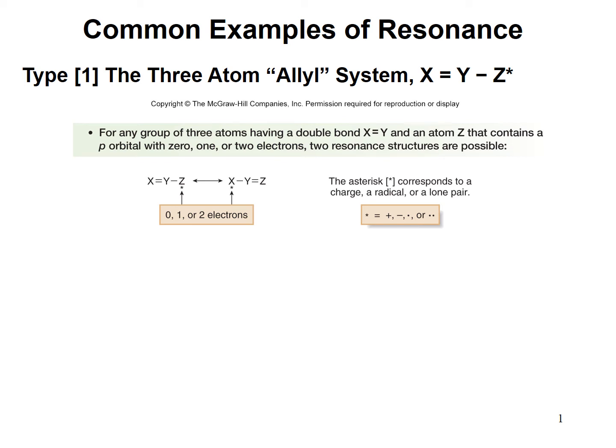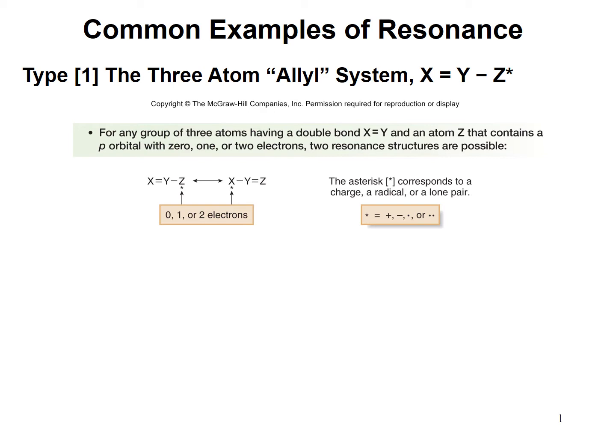So what are some common examples of resonance that we see with allylic systems? Well, if we take a 3-atom system where we can have X double bonded to Y and then Z, the Z atom can either have a positive charge or a negative charge. It can be a radical, an anion, or a cation.